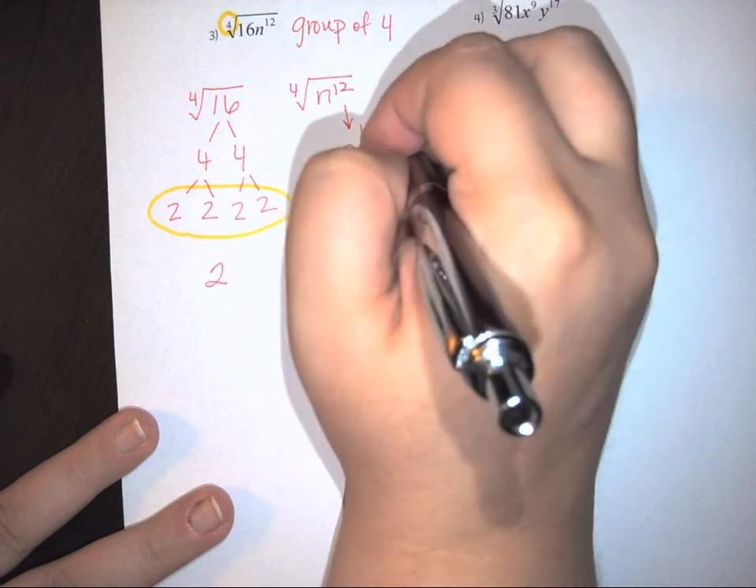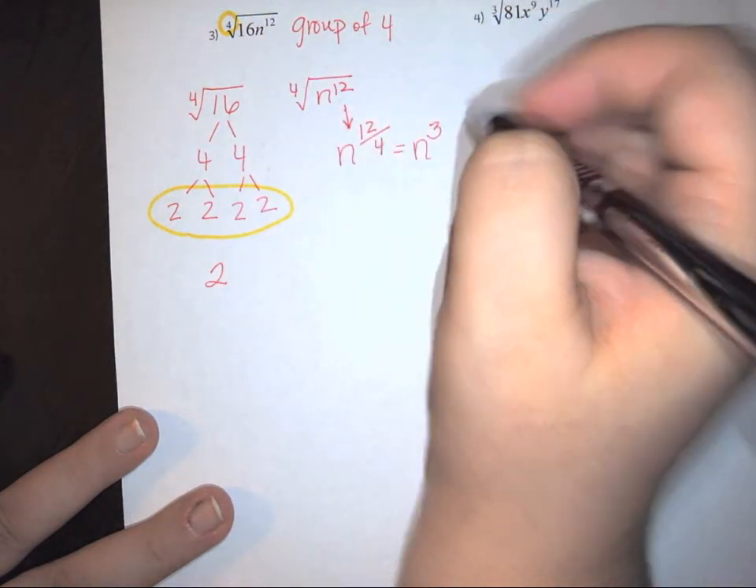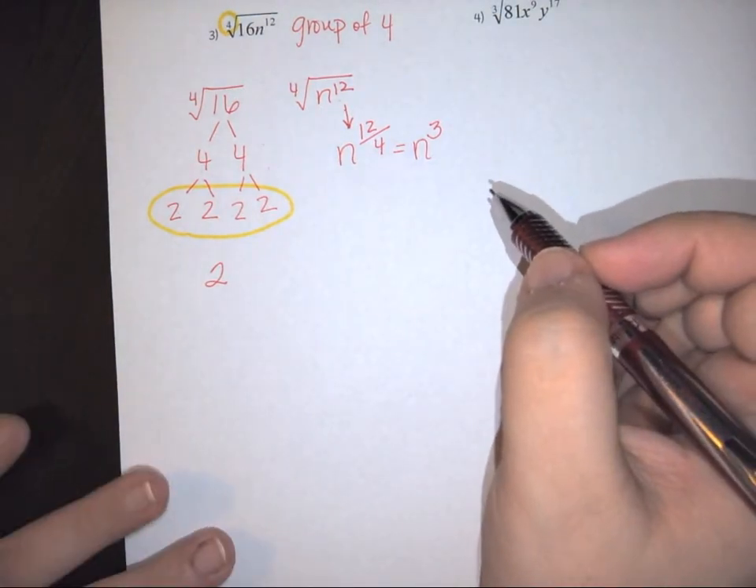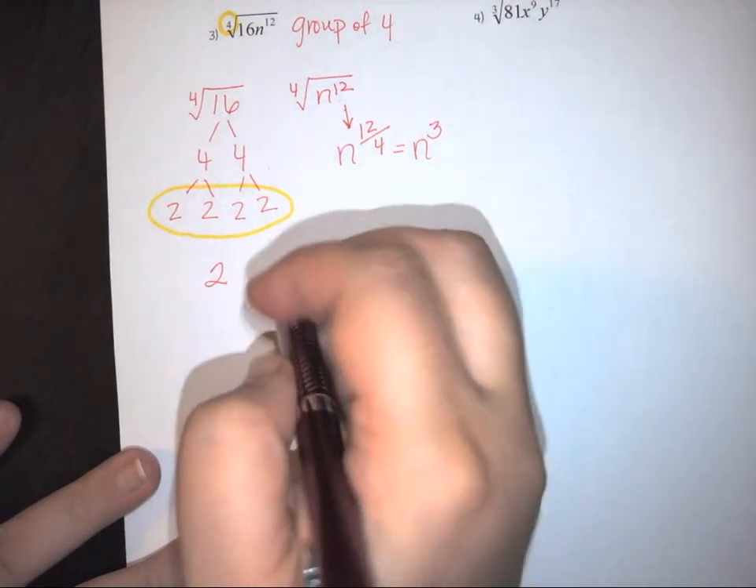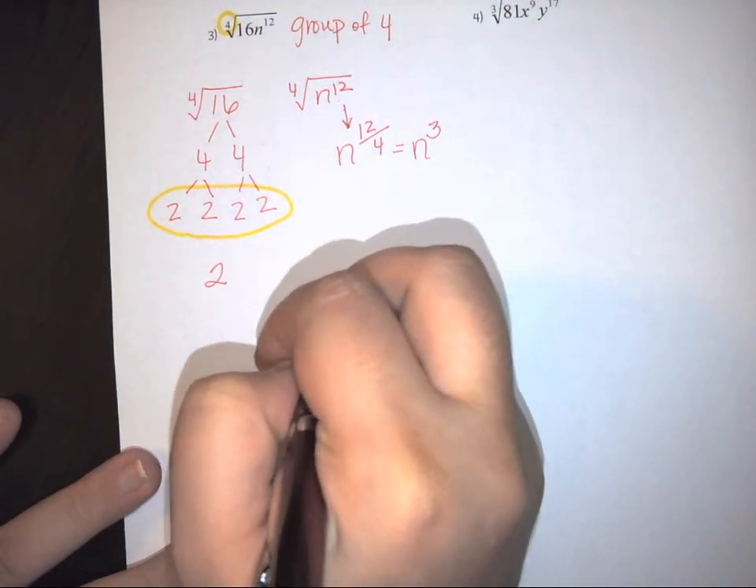This becomes n to the 3rd, and there's nothing left over. It completely divides out evenly. Therefore, my answer here is actually going to be 2n to the 3rd.